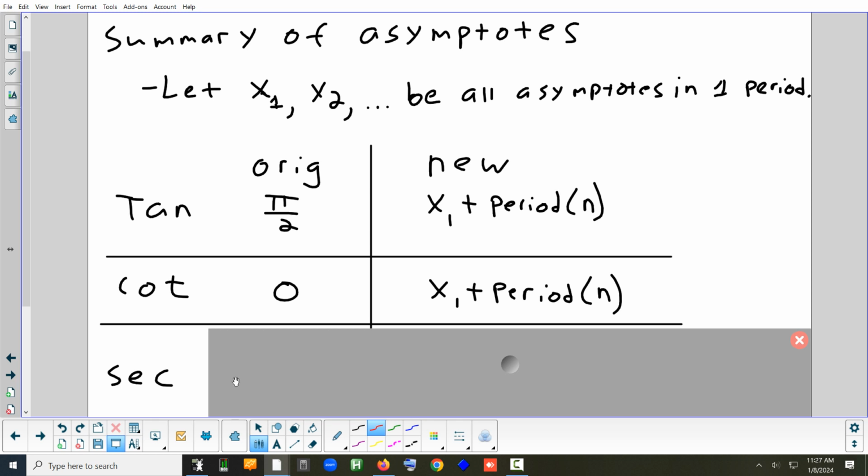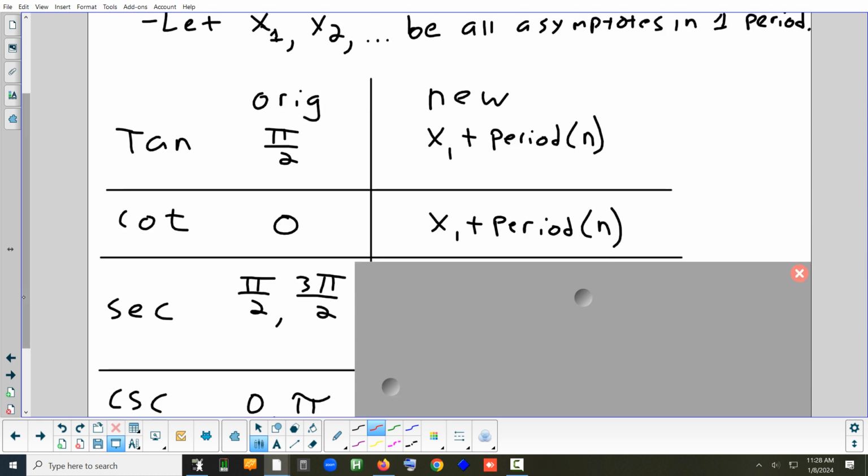What were my first two asymptotes for secant? So think of it, secant is 1 over cosine. Think of the first two places cosine crosses the x-axis. Is it pi divided by 2? And 3 pi divided by 2. Yep. So I never memorized that. I always think back to, okay, what's secant? 1 over cosine. And then I know what cosine is. That's how I figure it out.